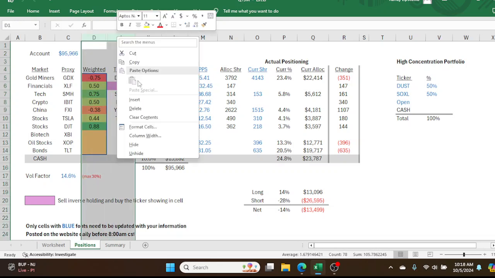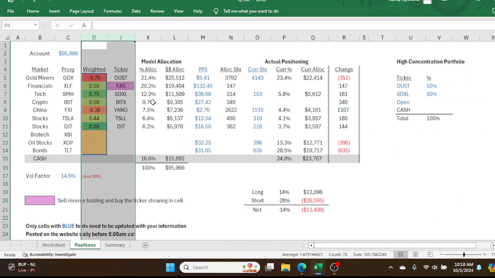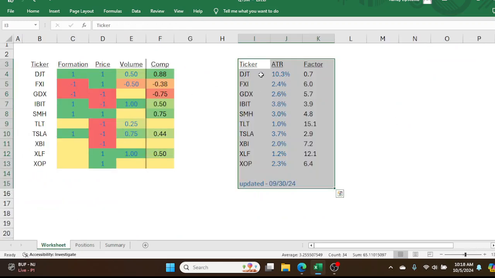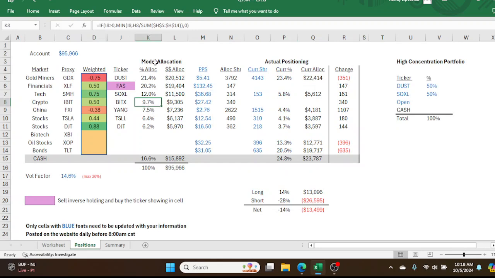There's a lot that goes into this. If I unhide, there are all kinds of volatility metrics that go into figuring this out. The volatility is updated monthly, based on the ETR. Like I said, we just updated it on September the 30th. So these inputs will go into the model to give us a model allocation. Basically, it's weighting everything correctly based on its volatility and its weighted score. So you have what the model recommends.